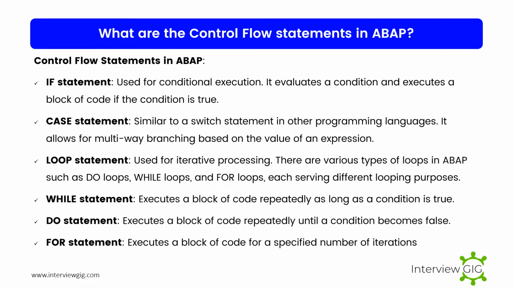LOOP statement, used for iterative processing. There are various types of loops in ABAP such as DO loops, WHILE loops, and FOR loops, each serving different looping purposes. WHILE statement executes a block of code repeatedly as long as a condition is true. DO statement executes a block of code repeatedly until a condition becomes false. FOR statement executes a block of code for a specified number of iterations.